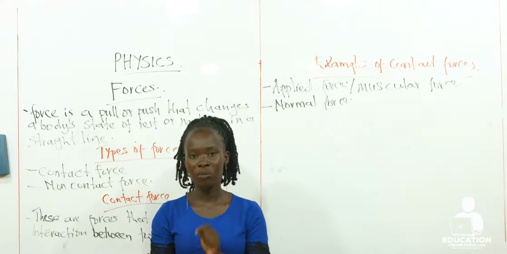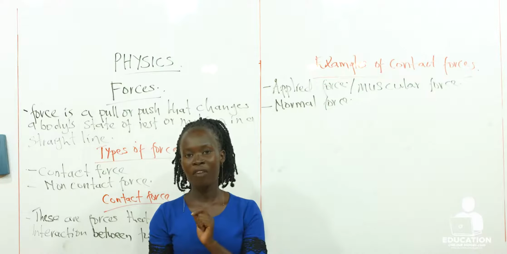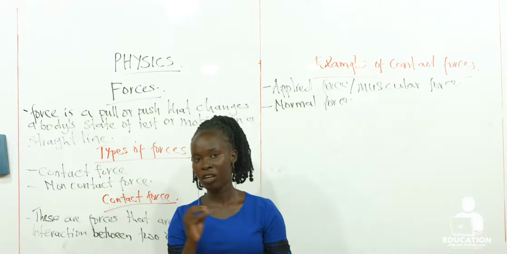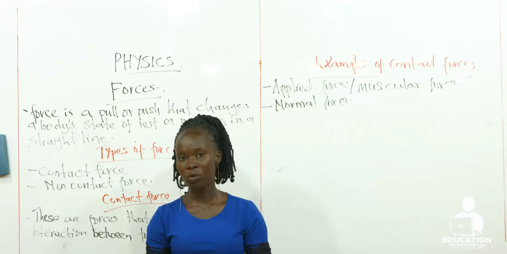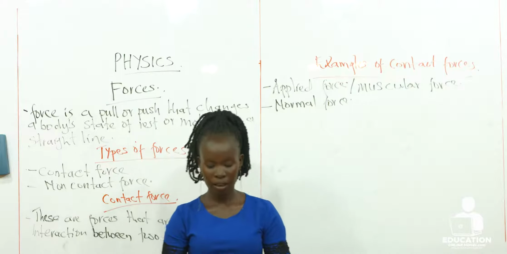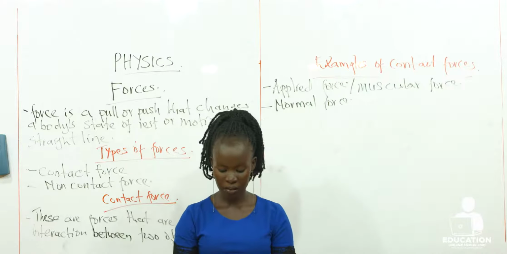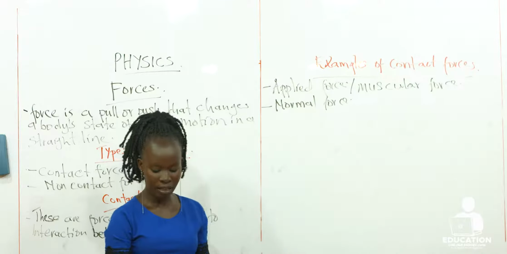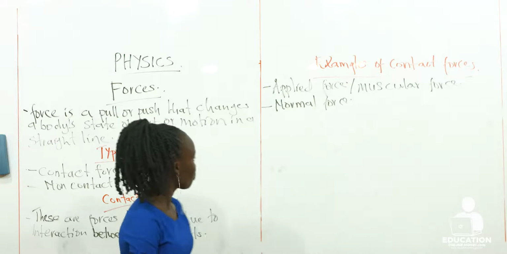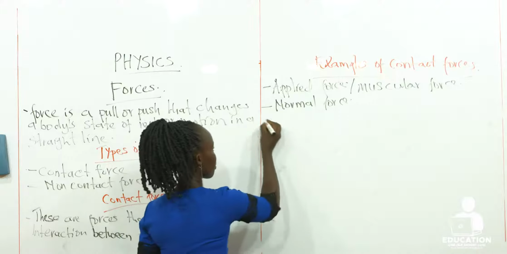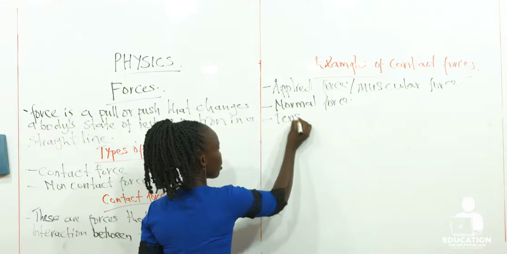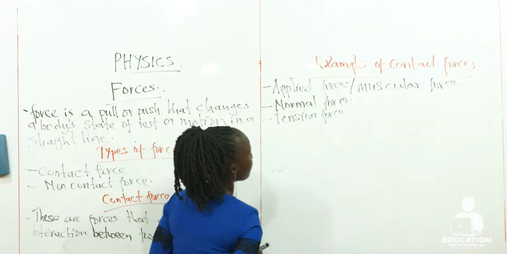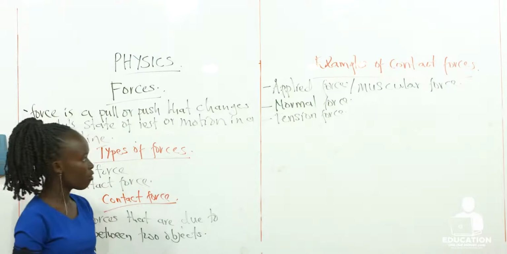Because if it is in motion, that means that there are other forces also acting on it, which makes it not equal to the normal or to the weight of the object or the surface. So we have another force which is known as the tension force.